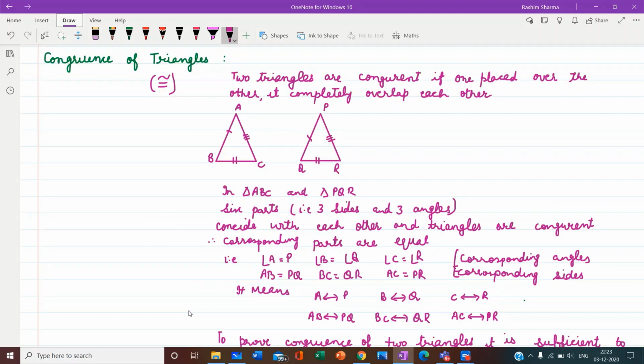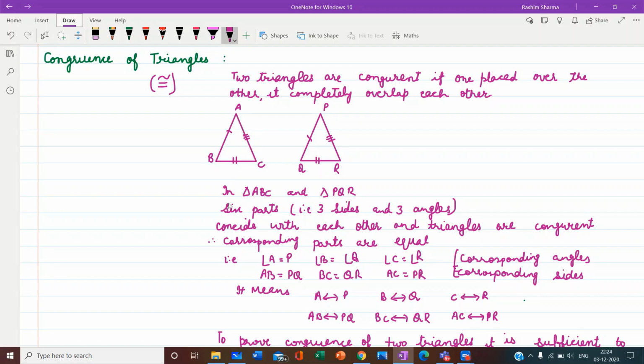We have congruence of triangles. Children, this is the sign of congruence. Okay, congruence means equal as well as similar. The two triangles are congruent if one placed over the other, it completely overlaps each other. Means when we place one triangle over the other, each vertex coincides with the other.